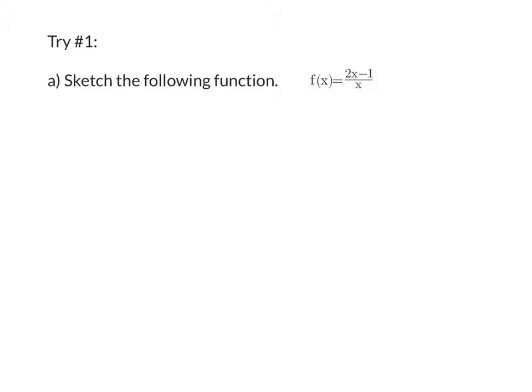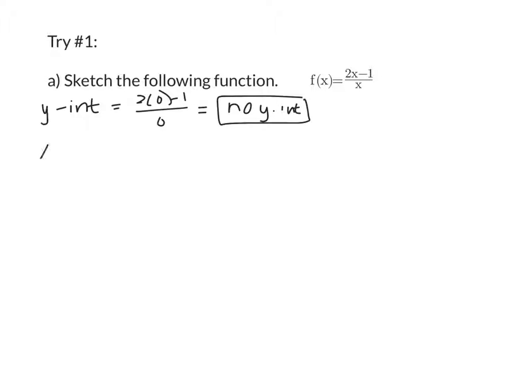All right, if we sketch this function, let's find all of our important pieces of information. The y-intercept, remember, just means we set all our x's equal to 0, so that'd be 2 times 0 minus 1 over 0. You cannot divide by 0, so there is no y-intercept. Okay, to find the x-intercept, that means I set my numerator equal to 0, so 2x minus 1 equal to 0. If I add 1 and divide by 2, I get x equal to 1/2. So as an intercept, that would be 1/2, 0.